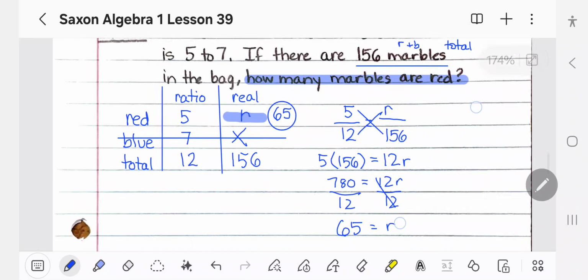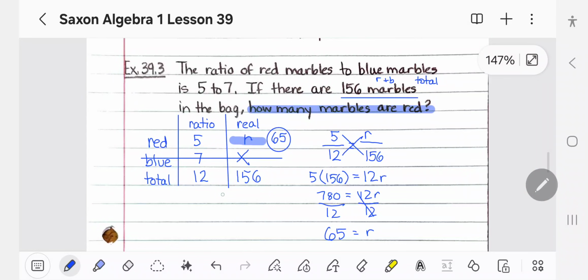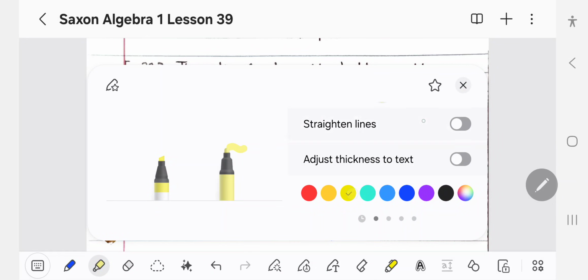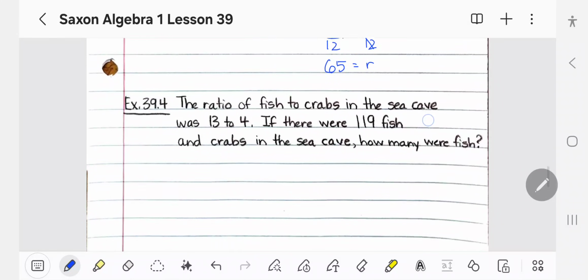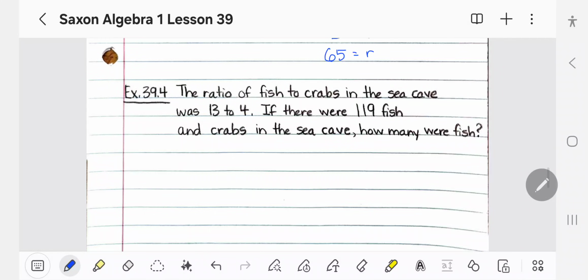So you can see you can use a little chart like this to organize your information and to be able to see your ratio. Your ratio is just going to be, after you strike out what you don't need, what you have with what you need. So we had 5 over 12 and R over 156. Let's do that again with another problem.